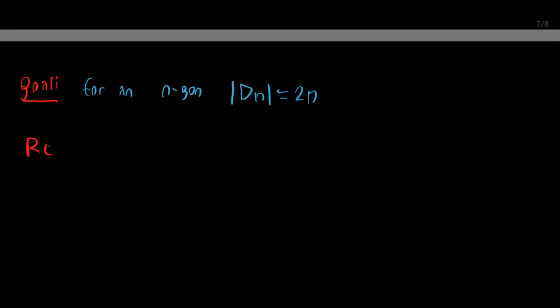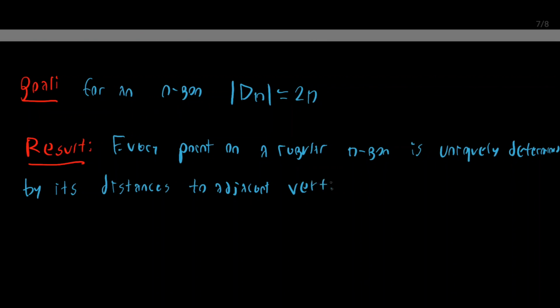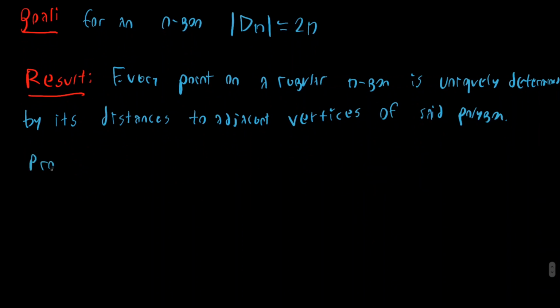So let's state here a preparatory result, and that is that every point on a regular n-gon is uniquely determined by its distances to adjacent vertices of said polygon, of course. So let's actually prove it.